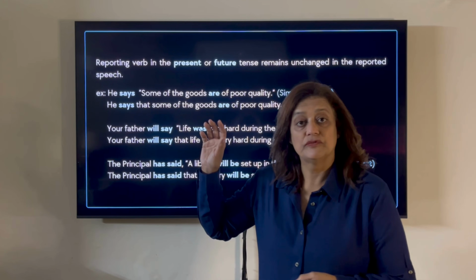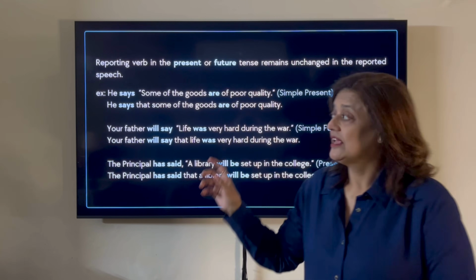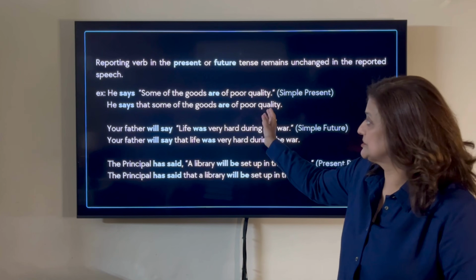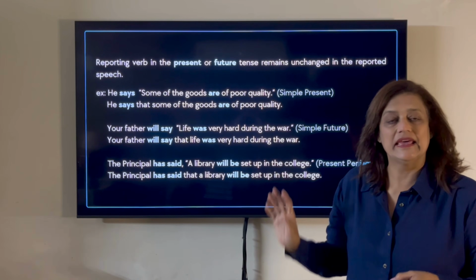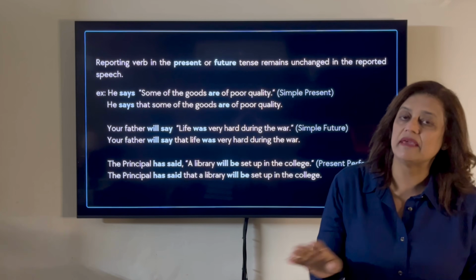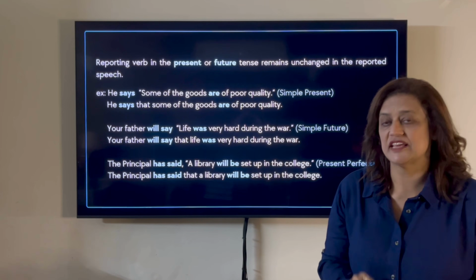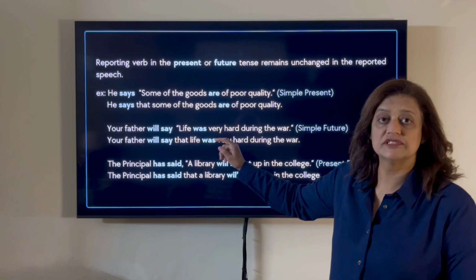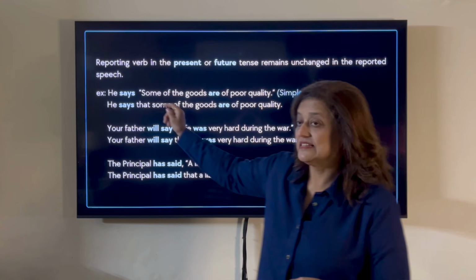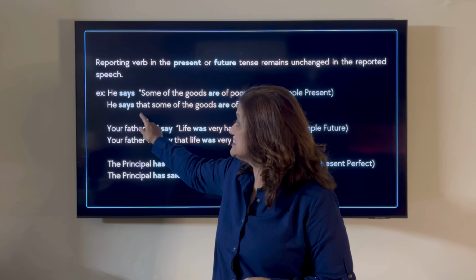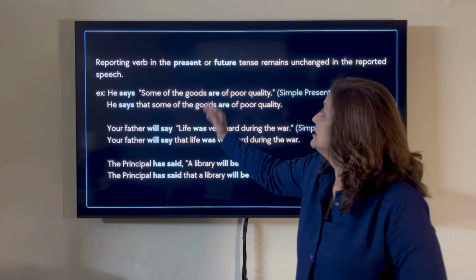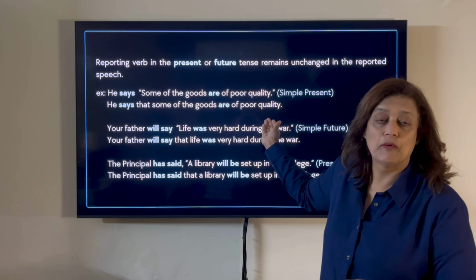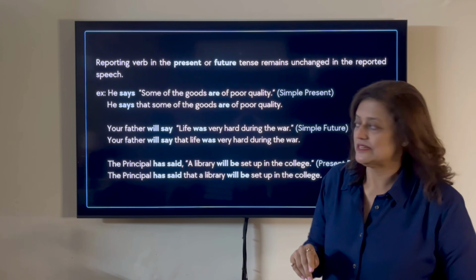Let's begin. The first rule is, if your reporting verb is in present tense or future tense, then the verb inside the reported speech remains the same. No change takes place. For instance, he says, "Some of the goods are of poor quality." The sentence in indirect will be, he says that some of the goods are of poor quality. Why? Because the reporting verb is in simple present tense.